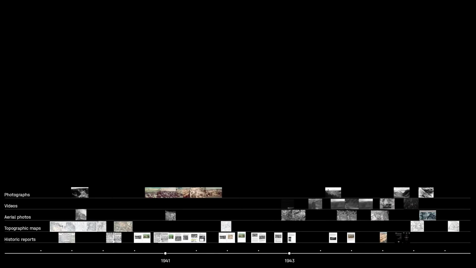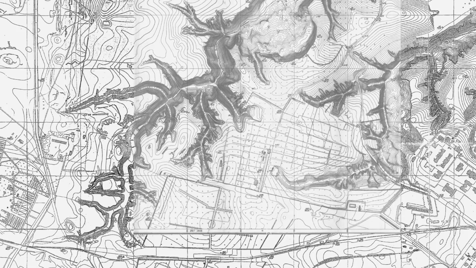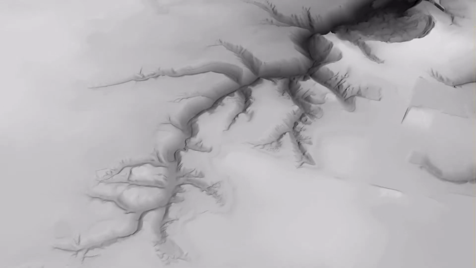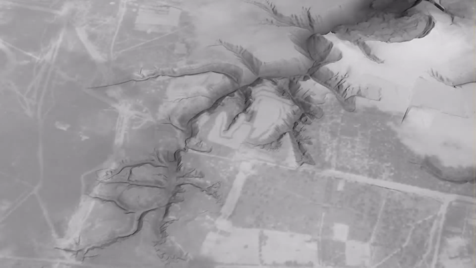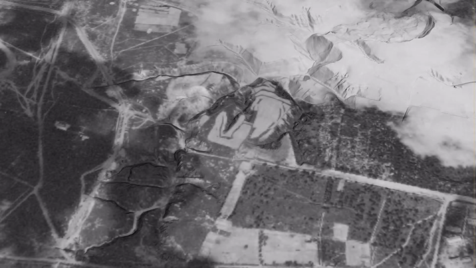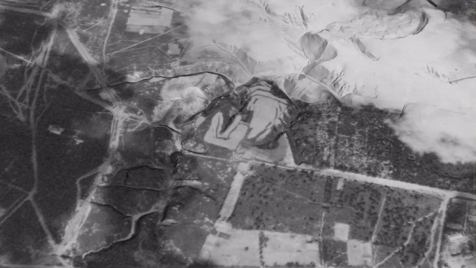We used old topographic maps to reconstruct 3D versions of the Babyn Yar landscape during different periods. For example, here you can see the landscape of Babyn Yar in 1924. It is overlaid with a photograph taken from a German plane in 1943.